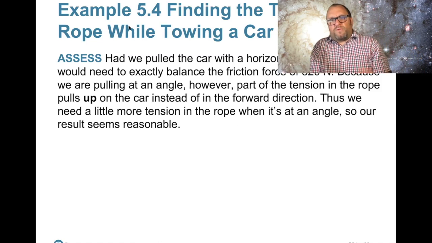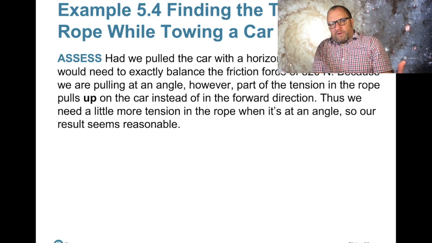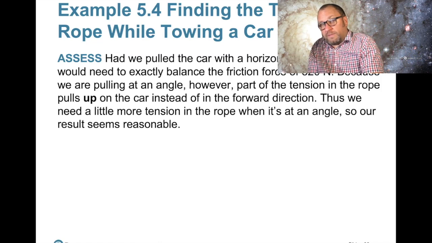Assess. Had we pulled the car with a horizontal rope, the tension would need to exactly balance the frictional force, 320 newtons. Because we were pulling it at an angle, however, part of the tension in the rope pulls up on the car instead of in the forward direction. Thus, we need a little more tension in the rope when it's at an angle. So our results do seem reasonable.